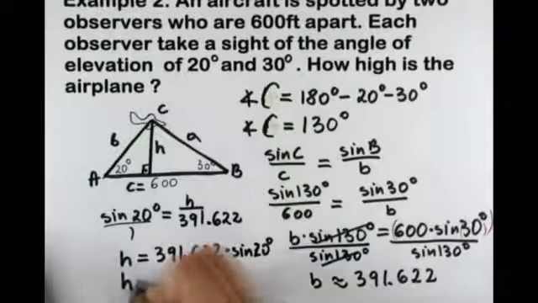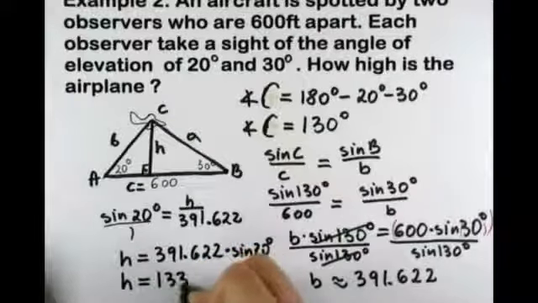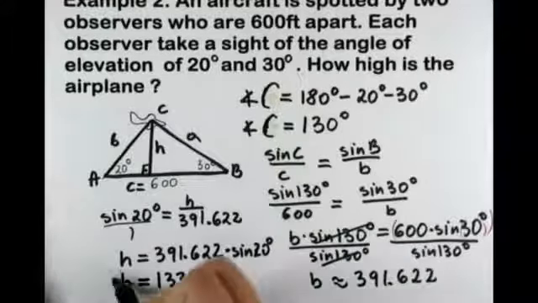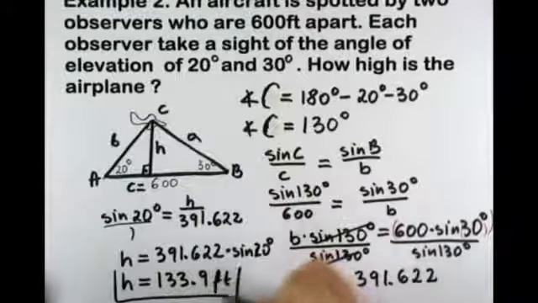So my height is approximately equal to 133.942, 133.9. Okay, so how high is the airplane? The airplane is 133 feet above them.